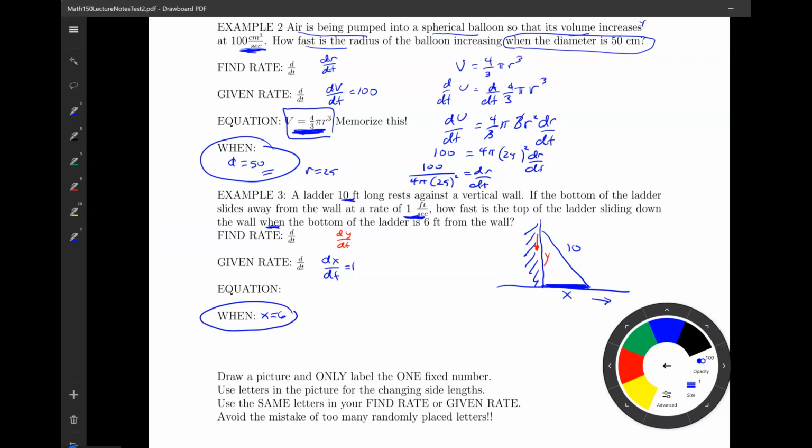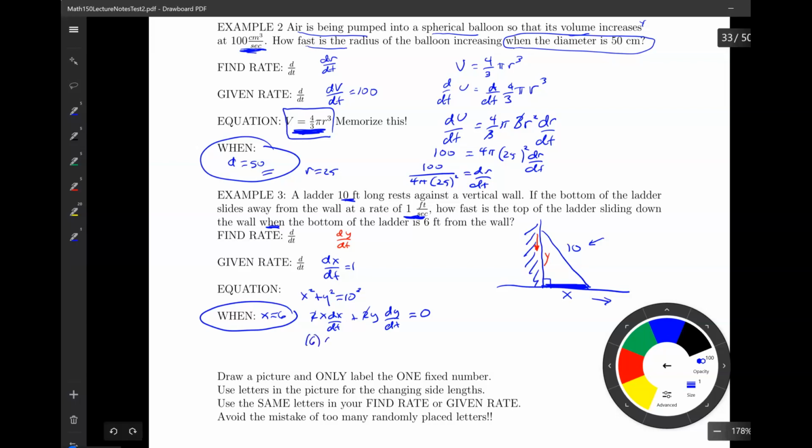All right, my equation. I see a Pythagorean theorem. So x squared plus y squared is 10 squared. Again, the only number that you have in your picture is the fixed number. All right, so let's go take the derivative. So taking the derivative with respect to t, I'd get 2x times dx over dt plus 2y times dy over dt equal 0, because the derivative of 10 squared is 0. The 2's cancel. Now I'm ready to go plug the information in.